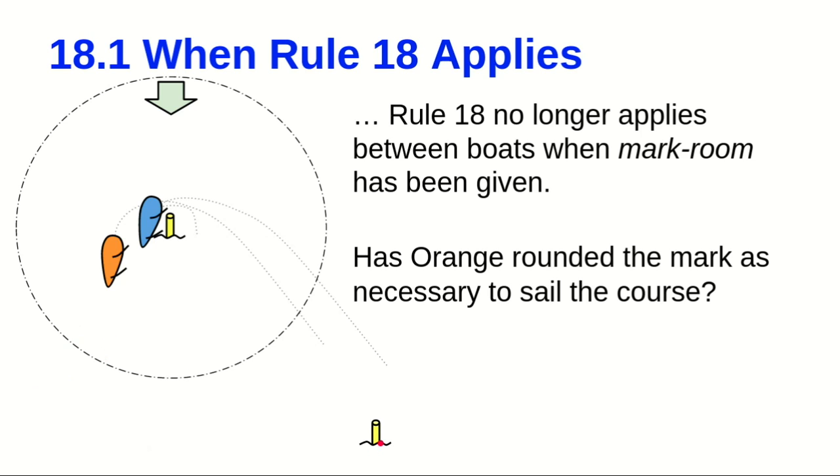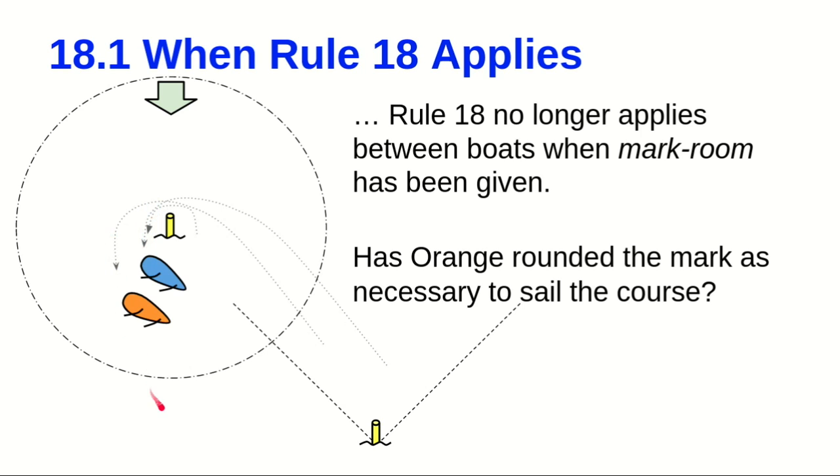But if the next mark's over here, and we can see some lay lines there, then orange is not sailing towards the mark. She's outside the lay lines. To sail the course, she has to jibe to get to that mark. And so in this case, orange has not yet rounded the mark as necessary to sail the course. And so even though she's the keep clear boat on blue, blue must give her mark room and allow her to jibe to sail the course.